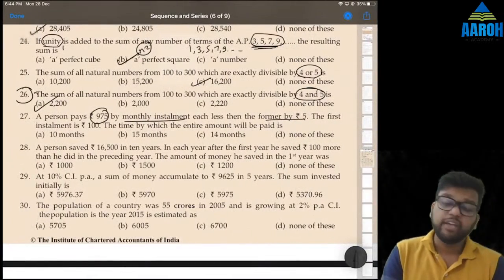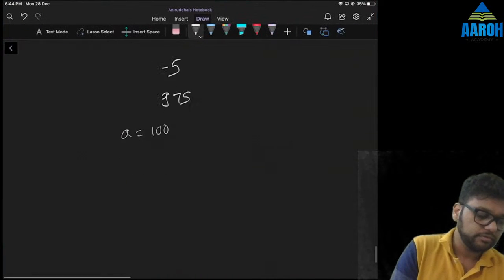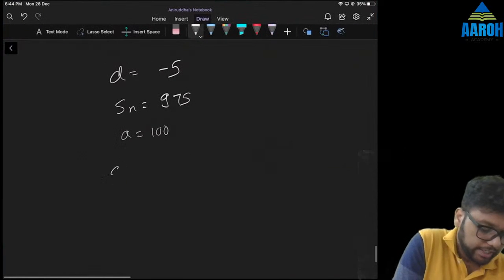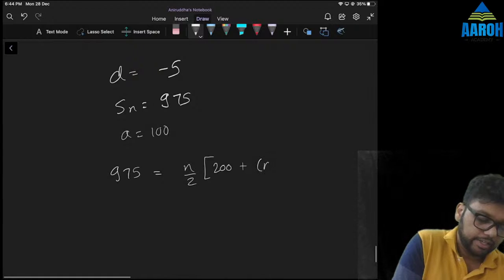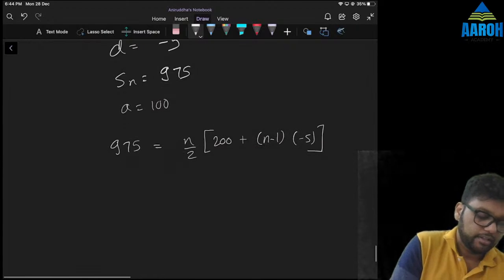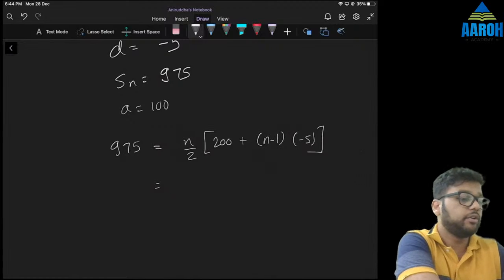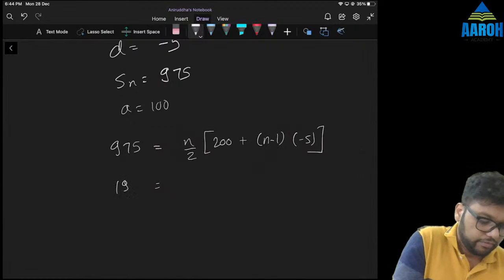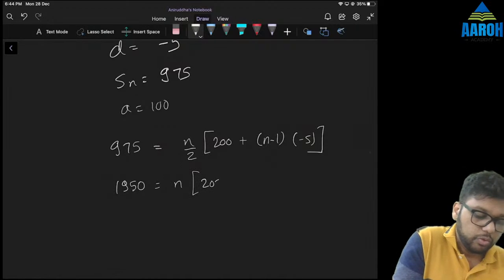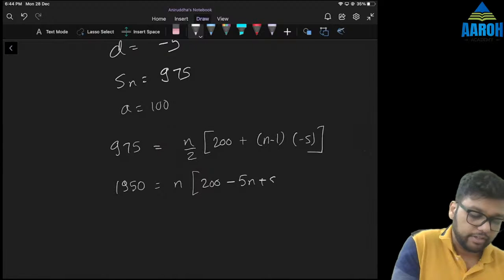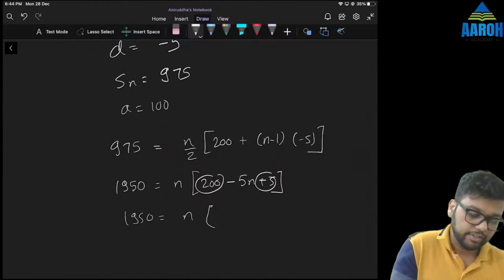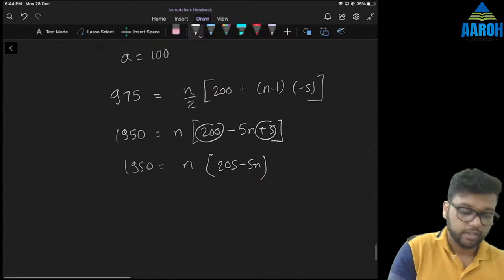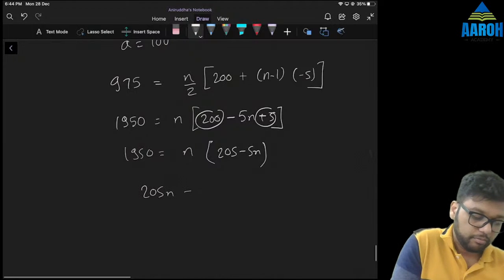And we want the time by which the entire amount will be paid. So we want n, right? We know that Sn is equal to n by 2 into (2a plus (n minus 1) into d). Right? So let's simplify this. 975 into 2 is what? 1950 is equal to n into (200 minus 5n plus 5). So 1950 is equal to n into (205 minus 5n). Right. So 205n minus 5n square is equal to 1950.